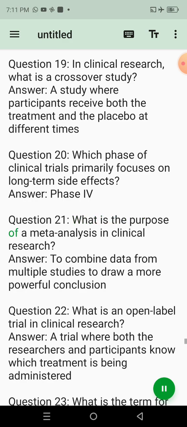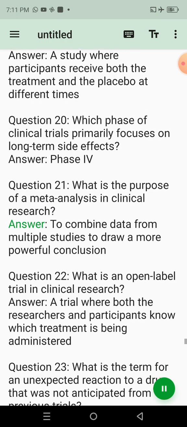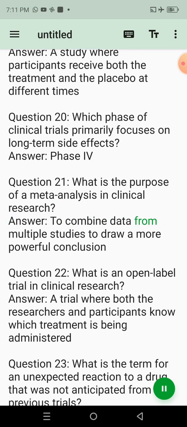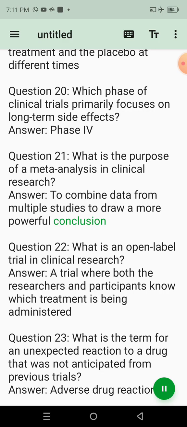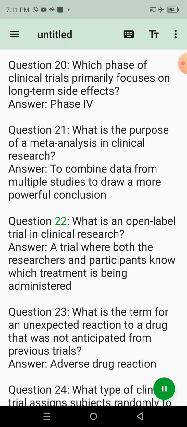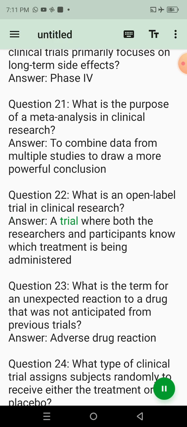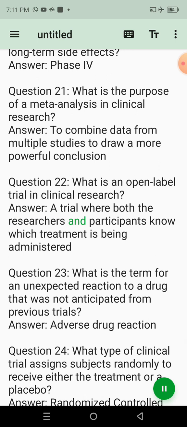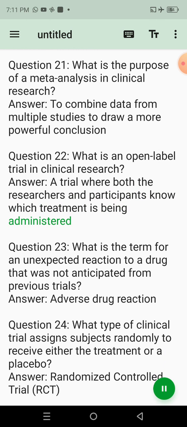Question 21. What is the purpose of a meta-analysis in clinical research? Answer: To combine data from multiple studies to draw a more powerful conclusion. Question 22. What is an open-label trial in clinical research? Answer: A trial where both the researchers and participants know which treatment is being administered.